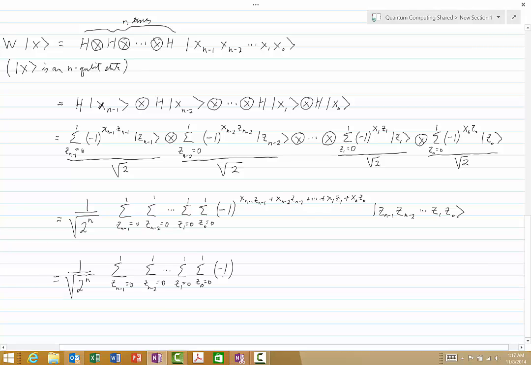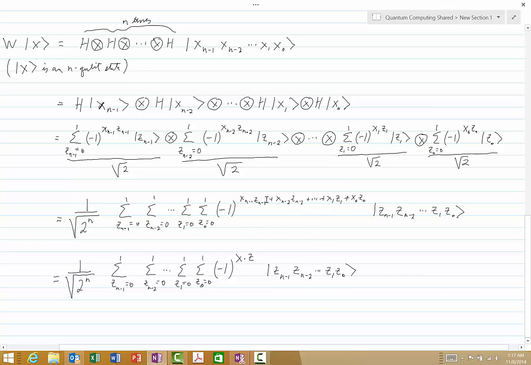That is simply equal to x dot z. And think about this. Think of writing out x as an n-bit binary number: x_{n-1}, x_{n-2}, ..., x_1, x_0. That's x written out as an n-bit binary number. And z written out as an n-bit binary number is right here.